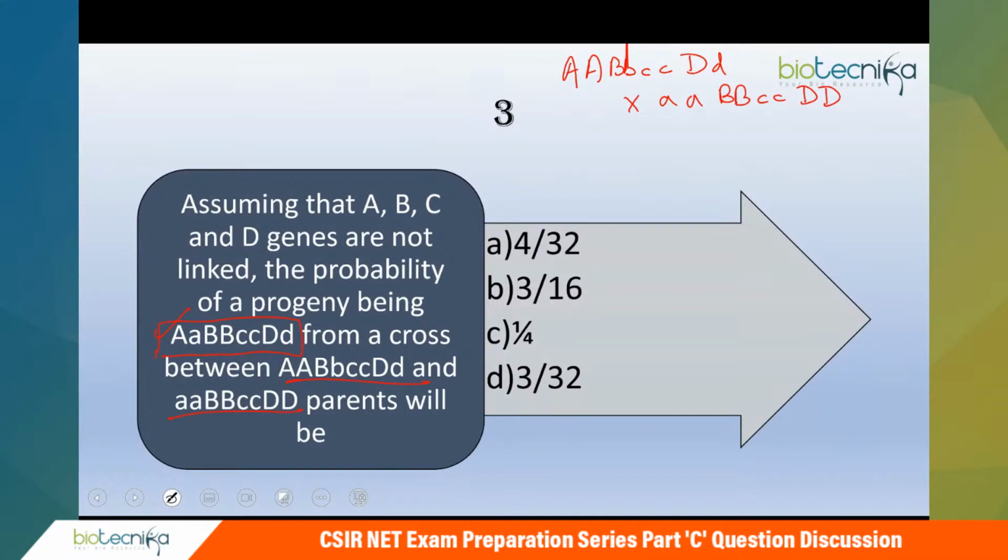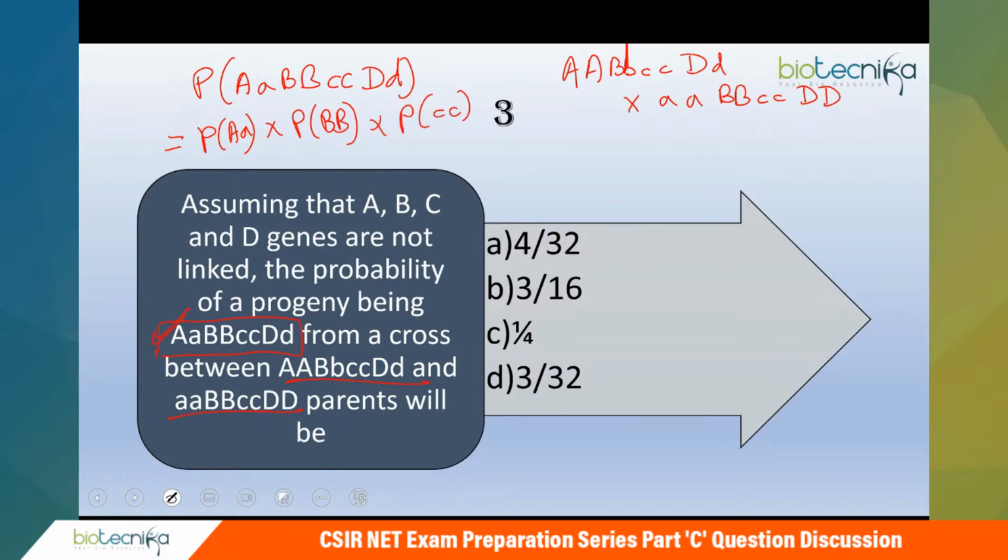What is the genotype we need here? So we need the probability of this genotype. I want all of you to solve on your own as well. I'm solving it here, but try to solve it on your own as well. This will be given as the probability of capital A small a, multiplied with the probability of capital B small b, multiplied with the probability of small c, multiplied with the probability of capital D small d.